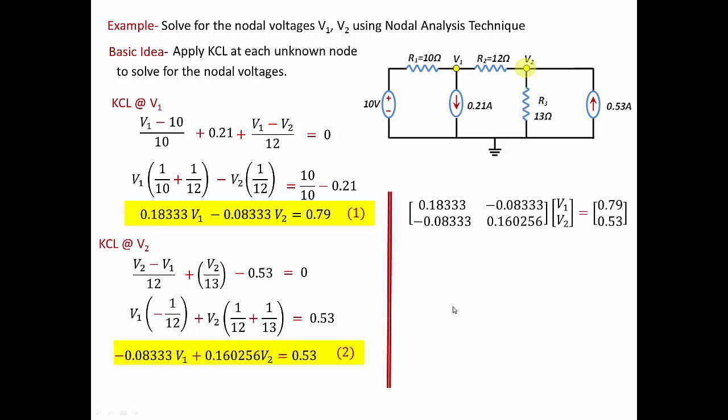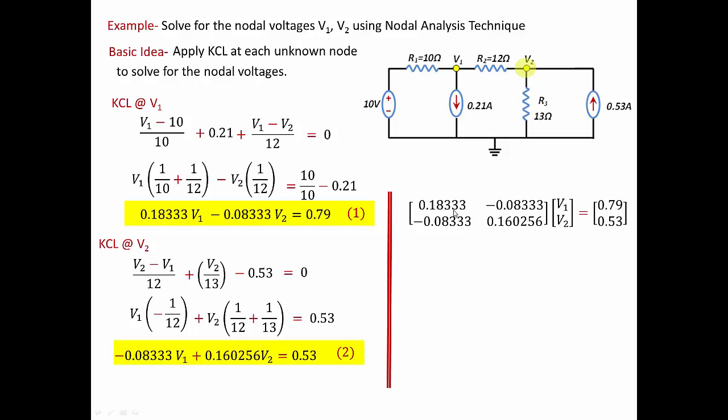So I'm going to enter the equations into a matrix form. Basically I will have a 2 by 2 matrix where I'm going to enter the coefficients. In the first equation, this is the first coefficient of V1, this is the second coefficient of V2, this is the first coefficient of V1 in the second equation, and this is the second coefficient for V2 in the second equation. Those coefficients are multiplied by the vector V1 and V2.